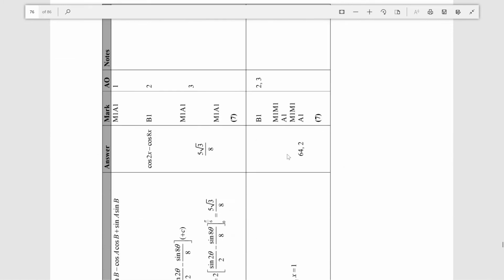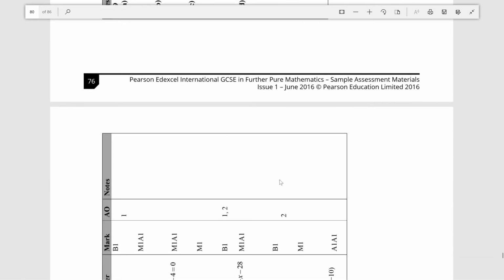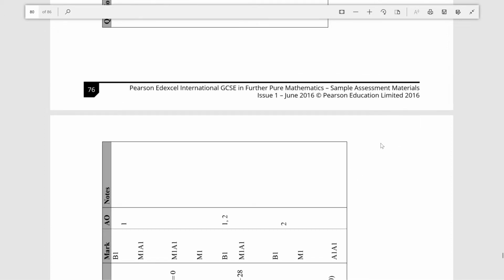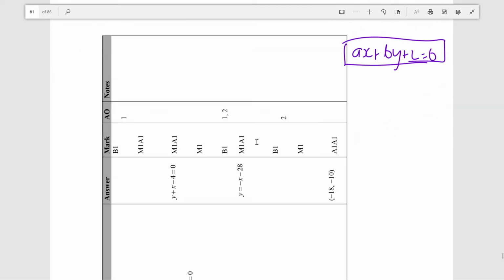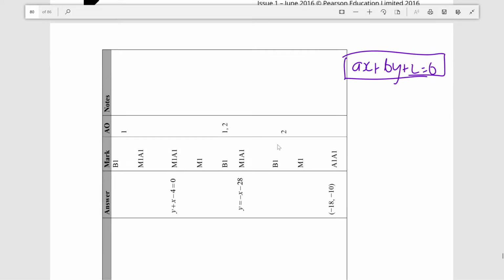Alright, so let's go down to the mark scheme. And word of warning, I know that they give the answer to the equation of L1 in a different form, namely the form of ax plus by plus c is equal to 0. This is simply an alternative form of giving the equation of a line. There are some things you can do with this that you can't do with y is mx plus c at a glance, but I might talk about this in a future video.